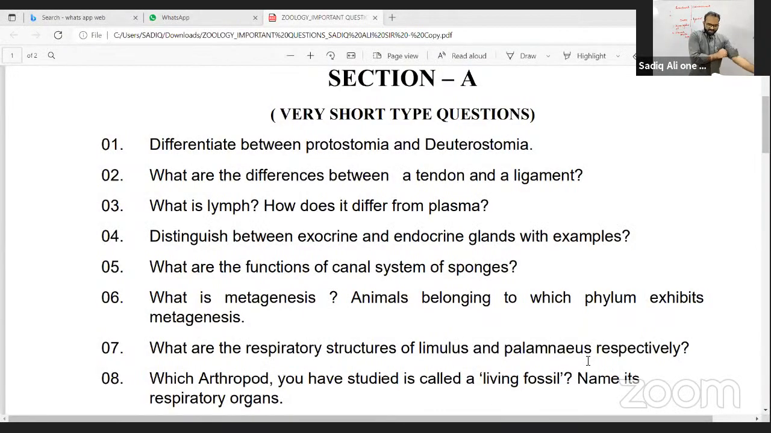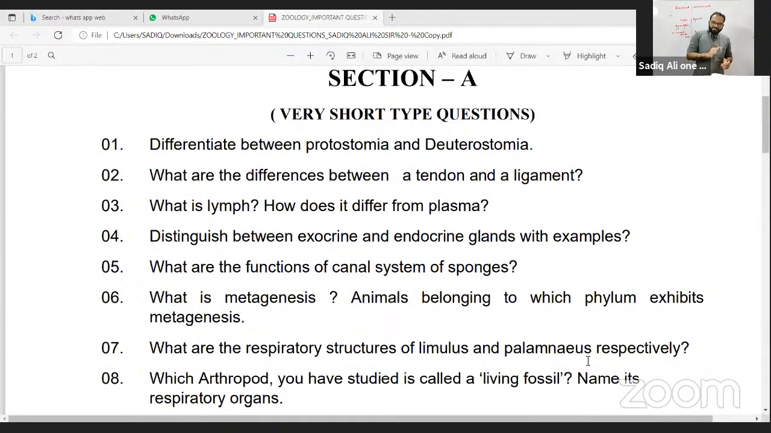Next, another important question. What is lymph? How does it differ from plasma? Two points you can write. Lymph is a colorless fluid which passes through the lymphatic vessels. Very simple answer.